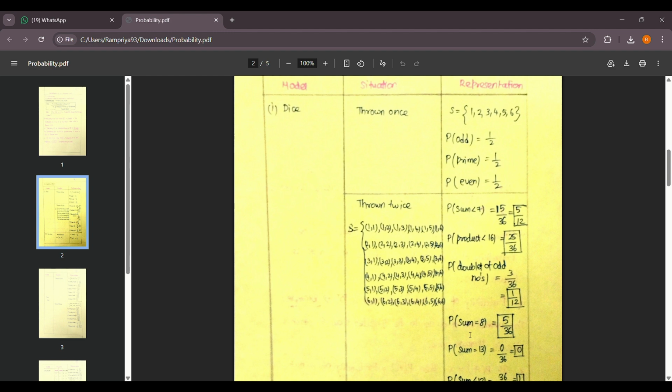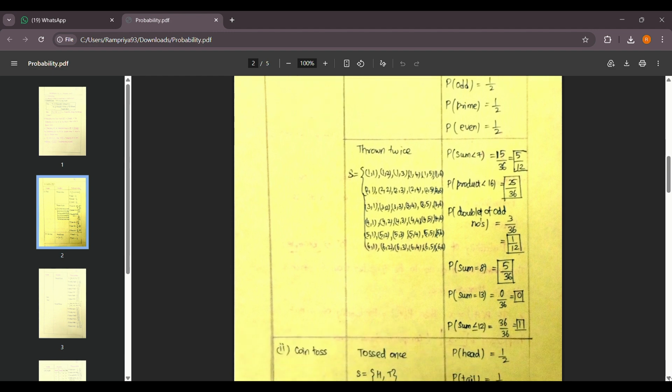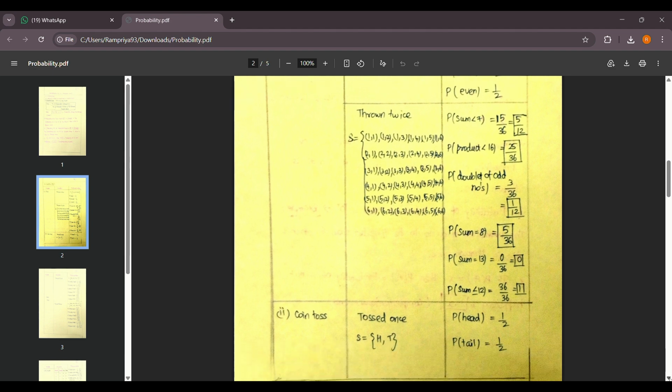Like that you have to do. Probability of sum 8, you have to manually check and then write. I think sum 8 here only 2,6, 3,5, 4,4, 5,3, 6,2. So 5 by 36. And sum is 13. No number if you add, you get 13. So it is 0. Impossible event again. And sum is less than or equal to 12. That is 1. All the events, if you add, you get sum as less than or equal to 12. So that is 1. Sure event.